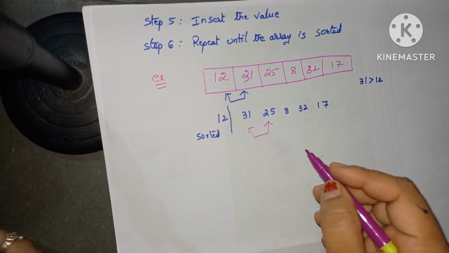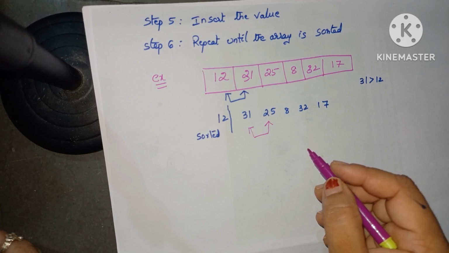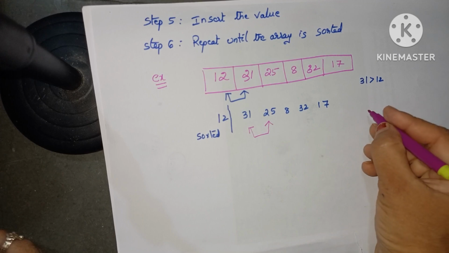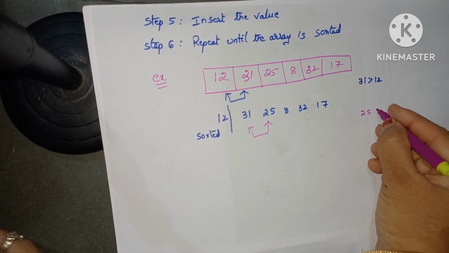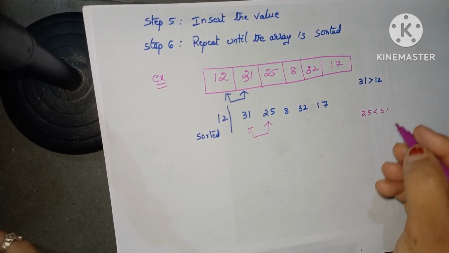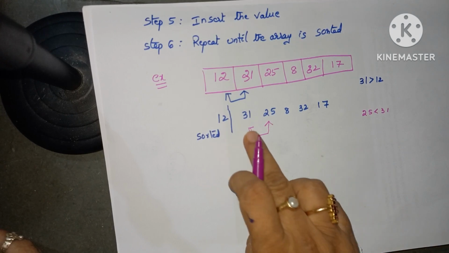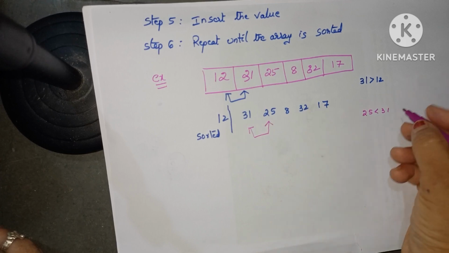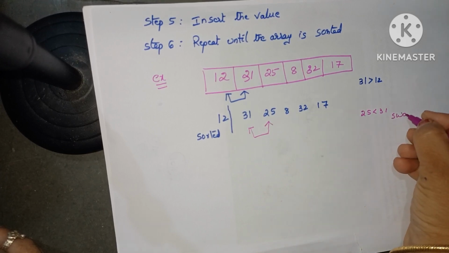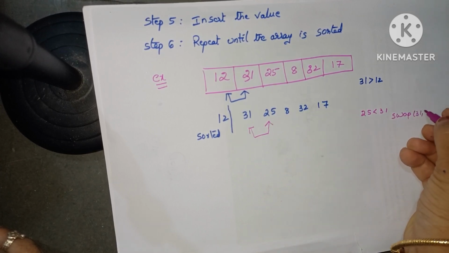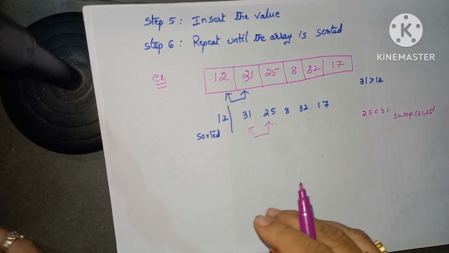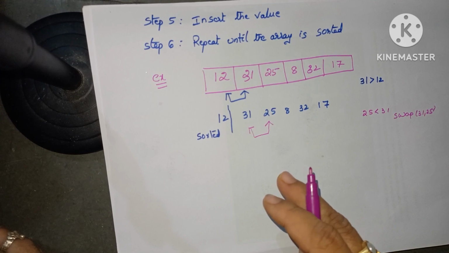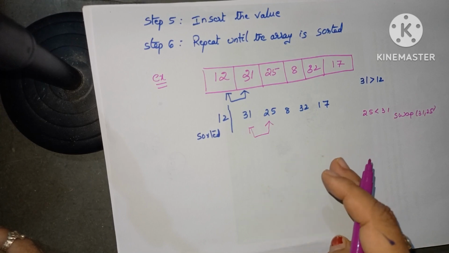31 and 25. If you are comparing 31 and 25, 25 is smaller than 31, so 31 is not in the correct position. The order is changed, so now swap 31 and 25, because you have to change the positions of these two. Along with swapping, insertion sort will also check it with all elements in the sorted array.